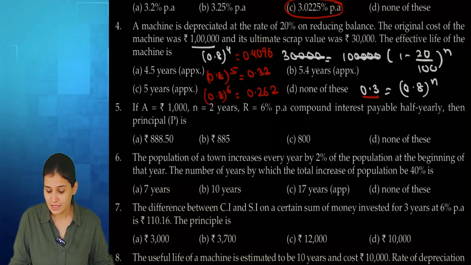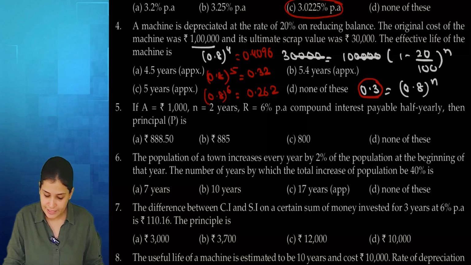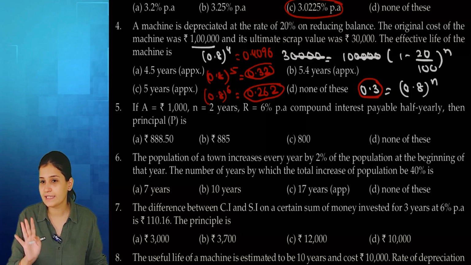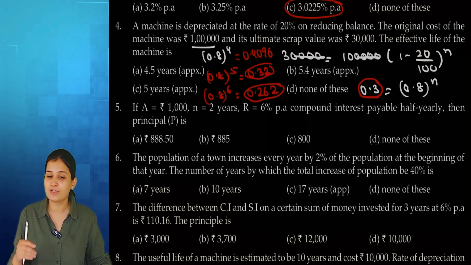Yes, ma'am. We wanted the exact answer 0.3, but we did not get that. But this 0.3 lies between these two values, so the answer will be between 5 and 6. So we can say that it is 5.4 years. I can't calculate it for a fact. It's not possible, just guesswork. Since I want my answer to be between 5 and 6, I'm saying that it is 5.4.